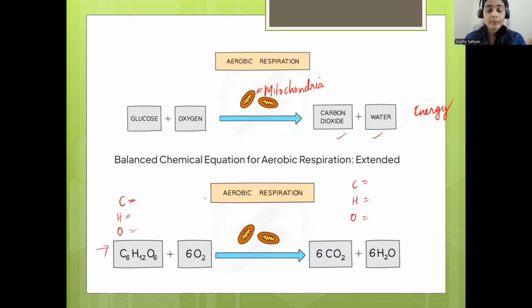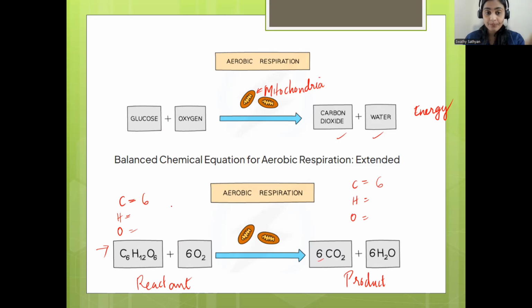So now, how many carbons are there on the reactant side? This is the reactant side, right? And this is the product side. So how many carbons are there on the reactant side? Yes, 6 carbons. And what about the product side? How many carbons are there? Yes, 6 carbons are there.